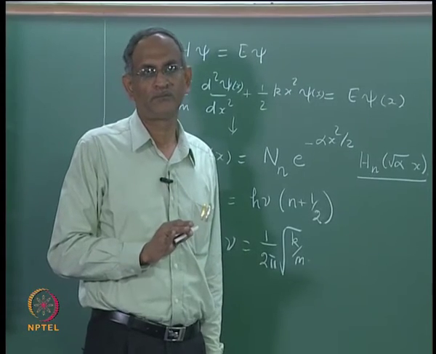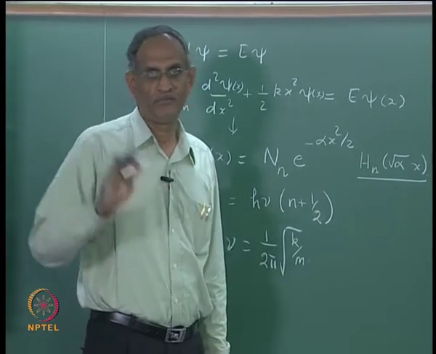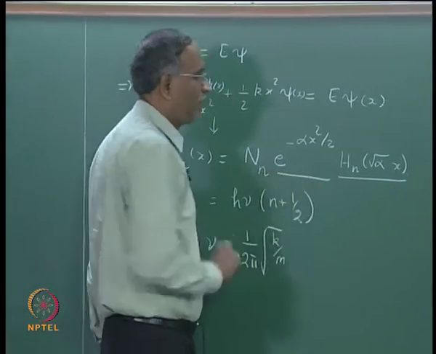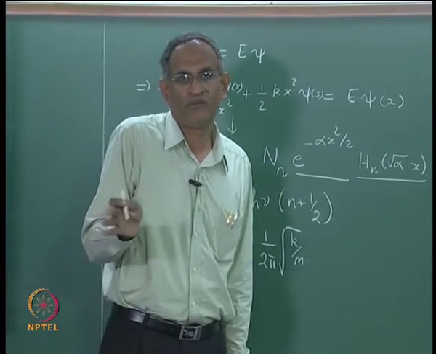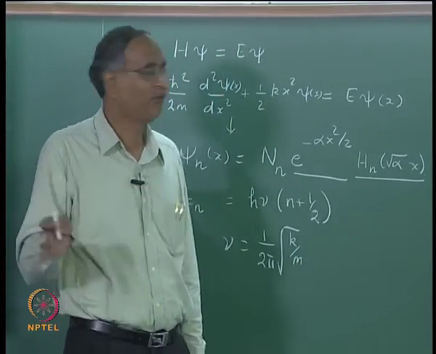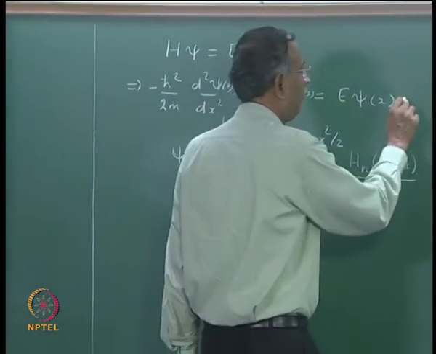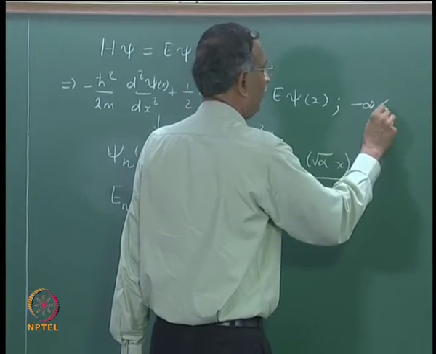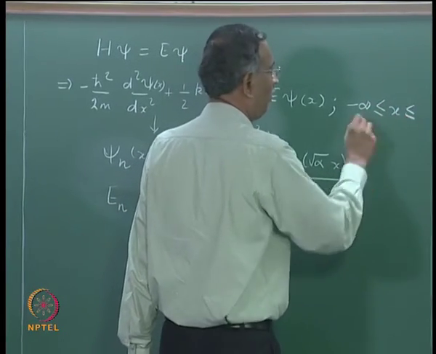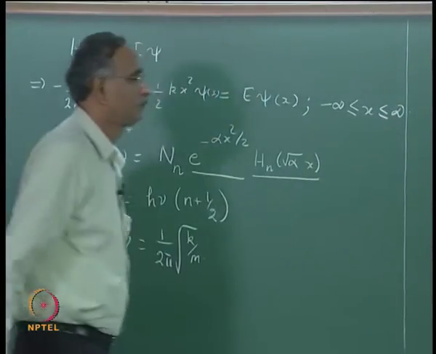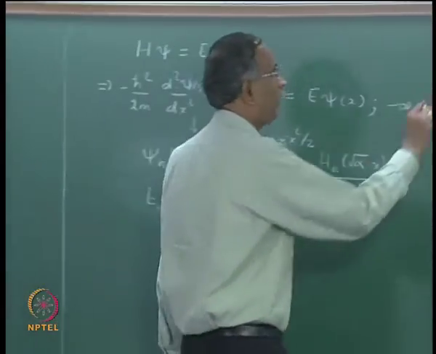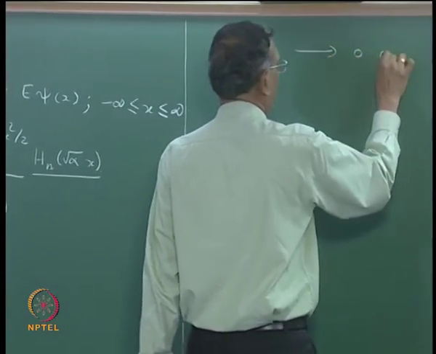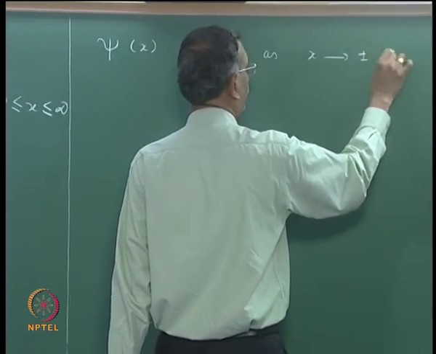Therefore, the functions increase as x increases. What works against them is this exponential, to ensure that the wave function actually goes to 0 at x equal to minus infinity and plus infinity. This is our boundary condition, or the domain of x. And we had psi of x goes to 0 as x goes to plus or minus infinity.